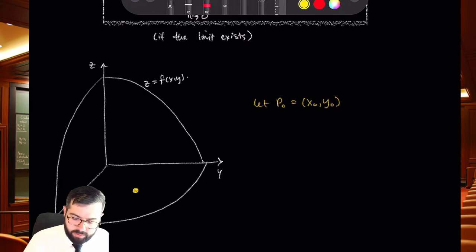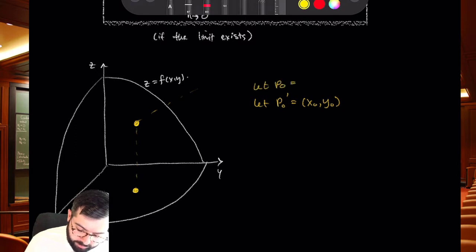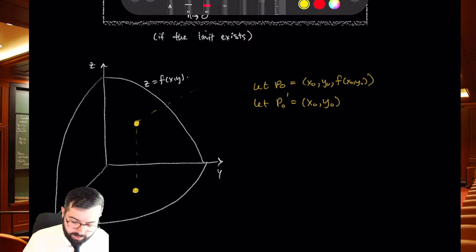So if we think about projecting this up to the surface, and let's even call this one p naught prime, and we'll let p naught be x naught, y naught, f of x naught, y naught. So just the point on the surface for this particular set of coordinates. Here's p naught, here's p naught prime.